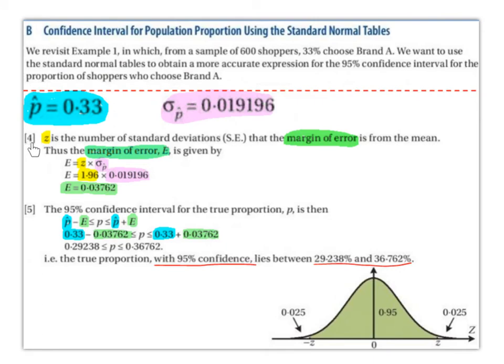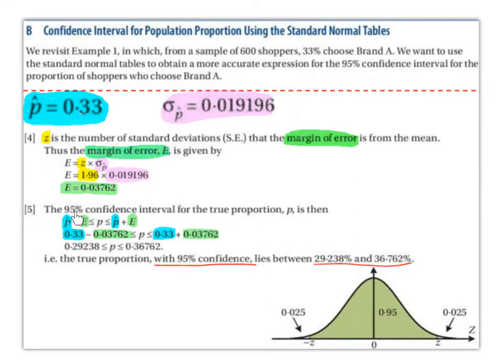So step 4. Z is the number of standard deviations, or the standard error, that the margin of error is from the mean. Thus, the margin of error E is given by E equal to Z times the standard error, which is E equal to 1.96, which we got in the previous slide, times 0.019196, which gives us 0.03762. So this is our margin of error.